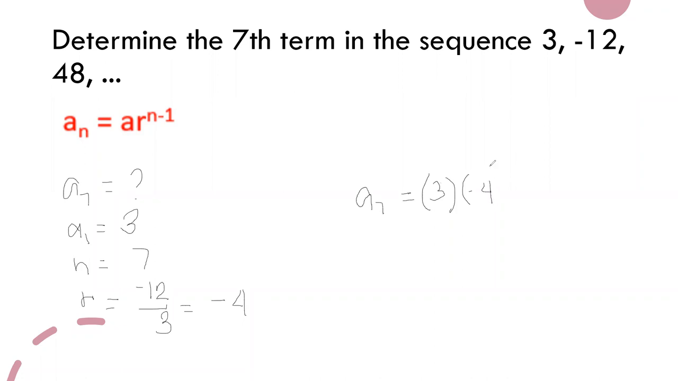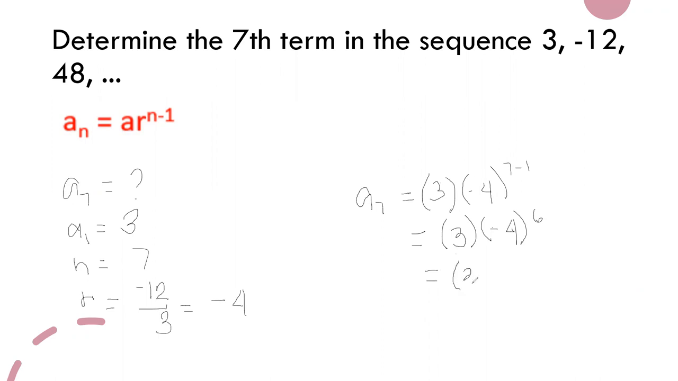Negative 4. That's correct. How about our n? 7 minus 1. Then this will be 3 raised to negative 4 over 6. Okay po. Dito kalimitan nagkakamali. So sagutin muna natin yung negative 4 raised to 6.